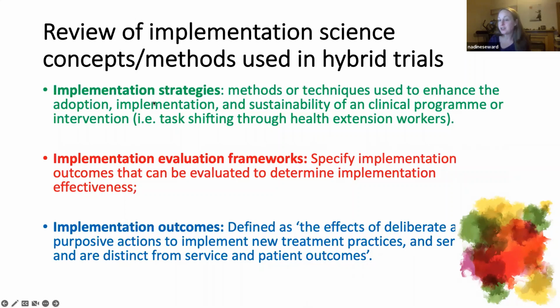Implementation strategies. I'm not sure if everyone remembers what this is after their training, but these are essentially the things you do to implement the evidence-informed intervention that you've adapted. You could use task shifting through health extension workers that we have in Ethiopia, for instance. And these are used to overcome the barrier of lack of skilled workforce due to a lack of resources. Another example of strategy is different training.